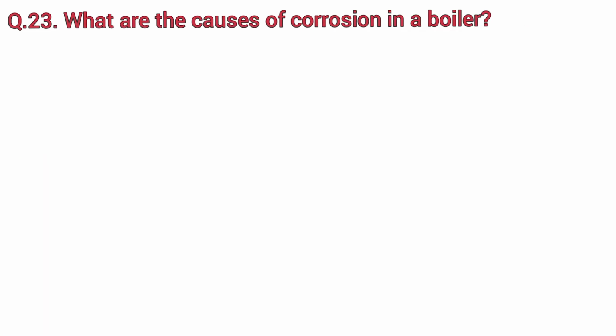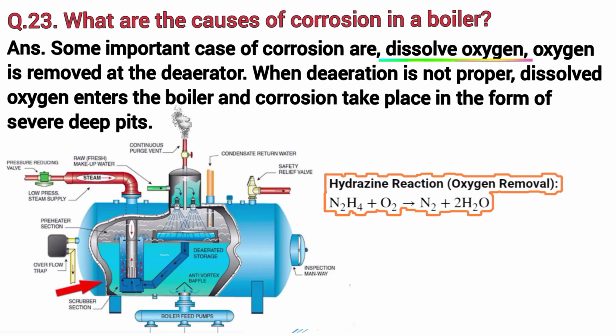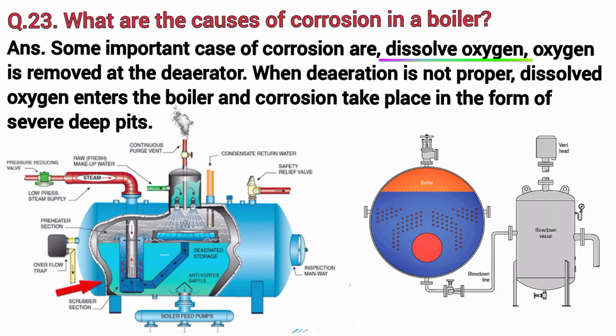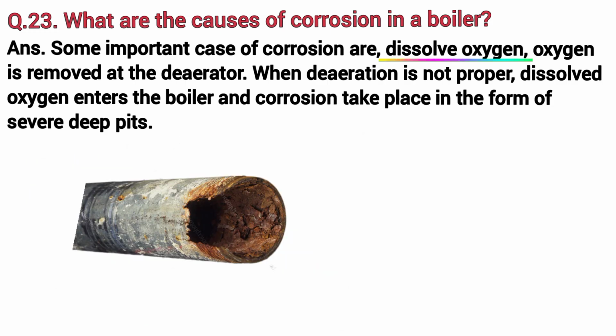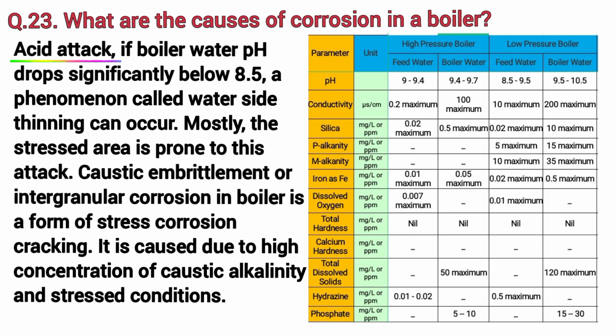What are the causes of corrosion in a boiler? Some important causes of corrosion are dissolved oxygen. Oxygen is removed at the deaerator. When deaeration is not proper, dissolved oxygen enters the boiler and corrosion takes place in the form of severe deep pits. Acid attack. If boiler water pH drops significantly below 8.5, a phenomenon called waterside thinning can occur. Mostly, the stressed area is prone to this attack.